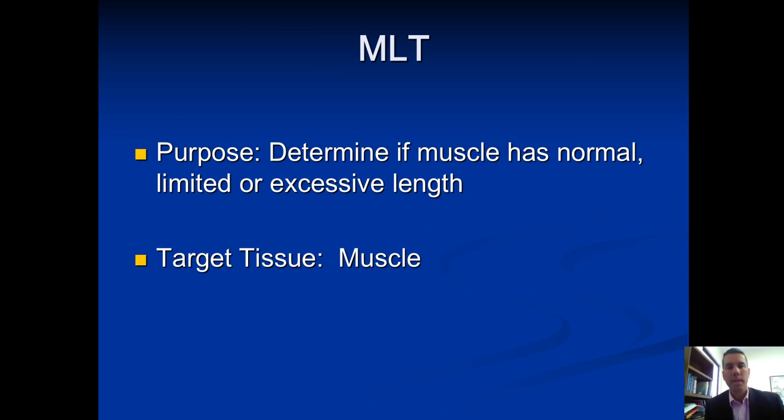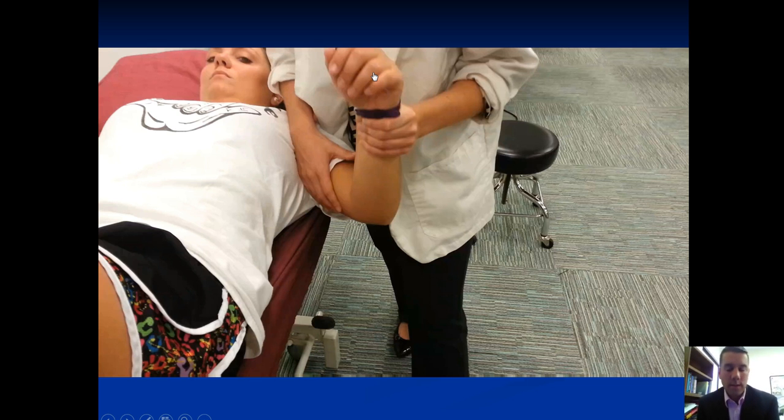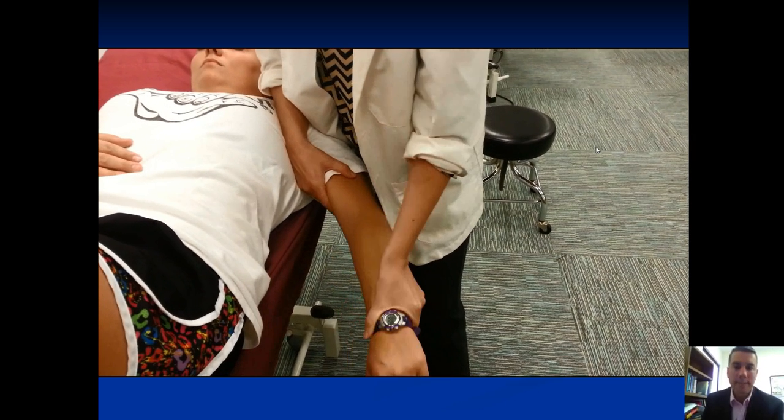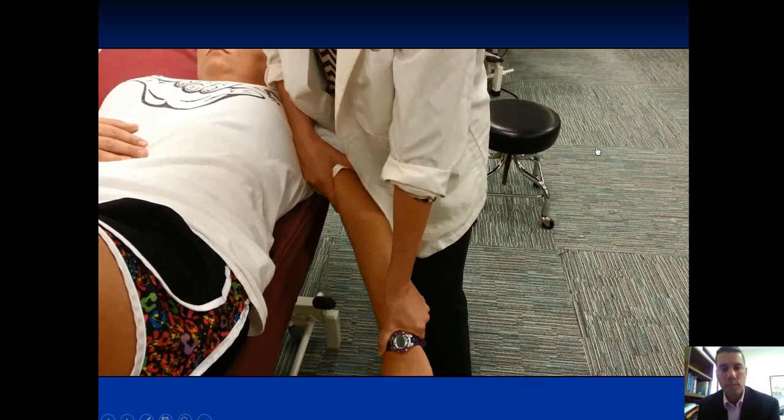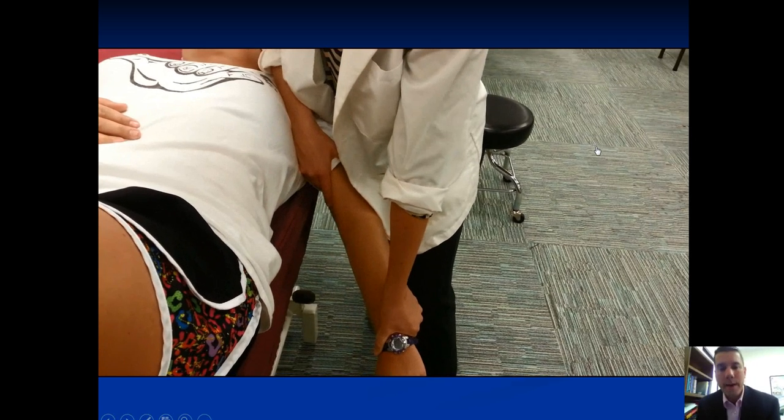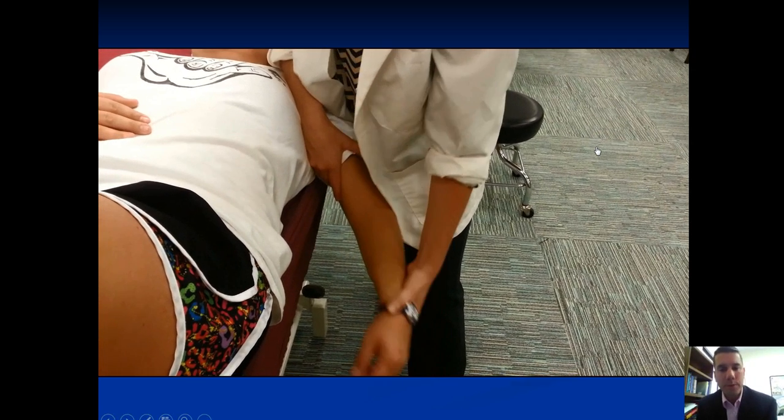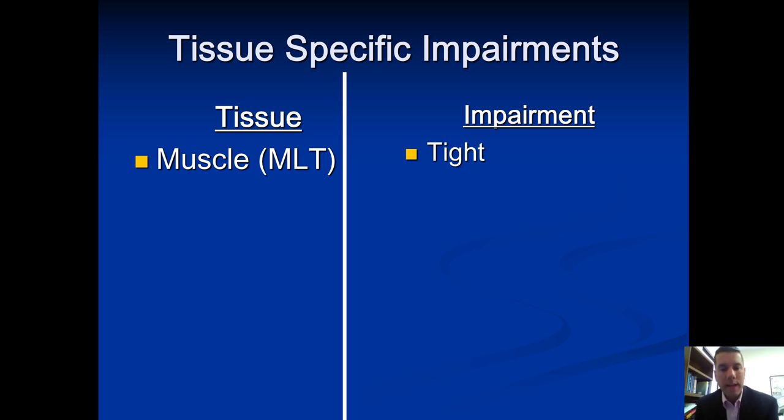Step number 9 is muscle length test. And you're going to try to stretch the muscle to see if it's tight or not. So in this case, we'll muscle length test the biceps. Take that biceps in the motion opposite of what it performs. That will stretch it, and we'll be able to detect if it's tight or not. So your impairment, right, if you found a tightness with that, you'd say biceps muscle tightness, or tight biceps muscle. That's a tissue-specific impairment. You said the tissue, biceps muscle. You said the impairment was that it was tight.